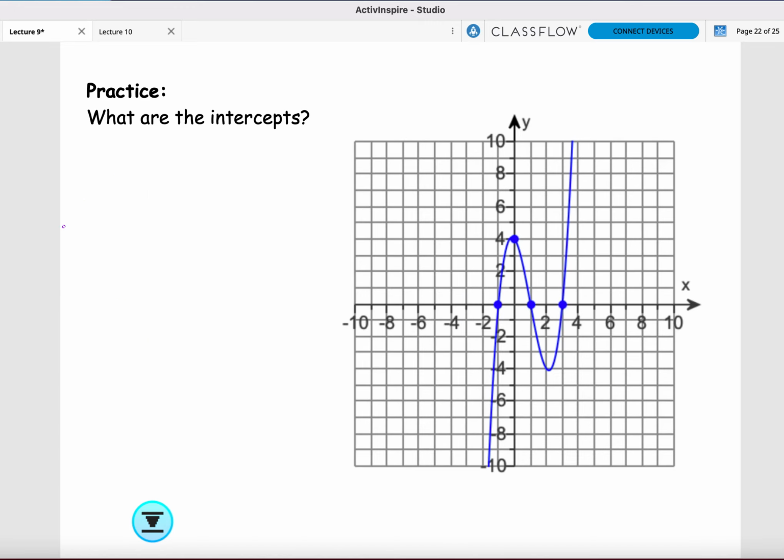Here's this practice problem. What are the intercepts? There's a total of 4, right? So go ahead and pause it here to try before you get the answer. I'm just going to write them down. So then we have negative 1, 0, positive 1, 0, 3, 0, and 0, comma 4. Those are all 4 of these intercepts.